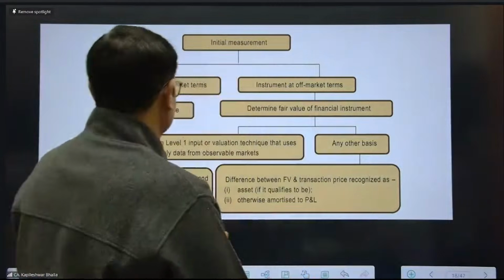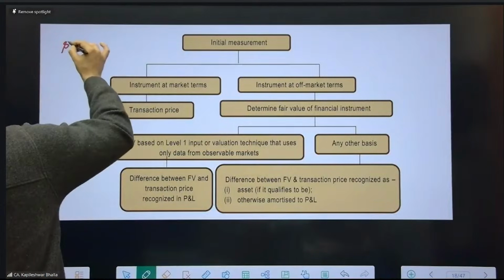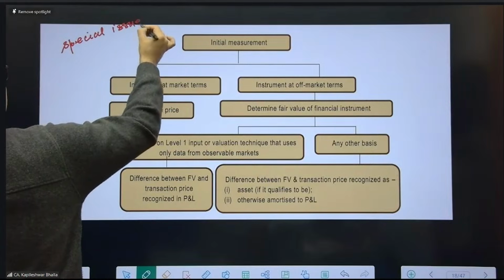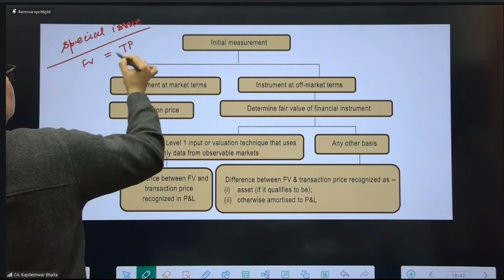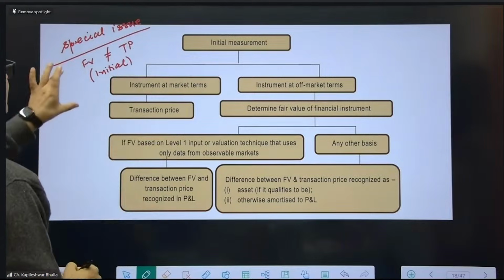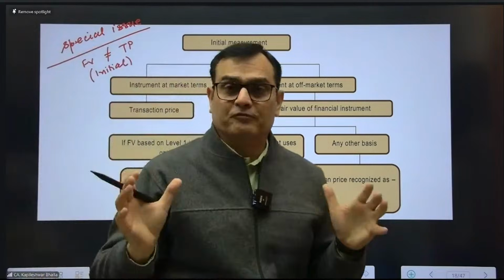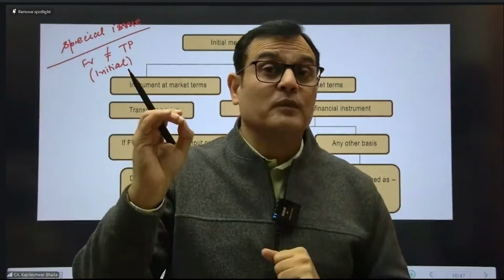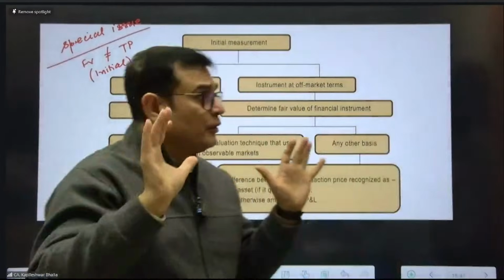I am now covering a special issue, friends. We are covering a special issue with reference to financial assets, and that is when the fair value is not equal to the transaction price at the initial recognition. Then how do you tackle the difference between the fair value and the TP? I'm going to give you a brief first of all. We'll spend around 5-7 minutes on this discussion, then we'll take a break and then start working in more detail. But just have a first look at the chart.